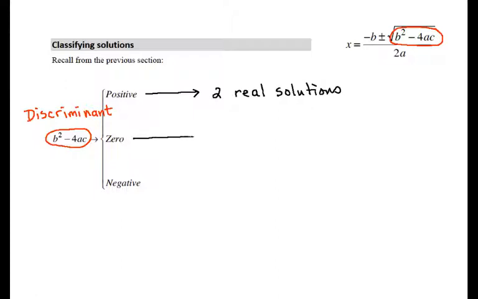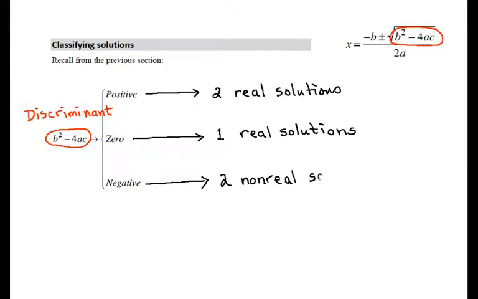If the discriminant is 0, we already established we get one real solution. And when the discriminant is negative, previously we had to simply say no real solutions. Now we can be a little bit more specific and say two non-real solutions. And by non-real, I mean complex with non-zero imaginary part.